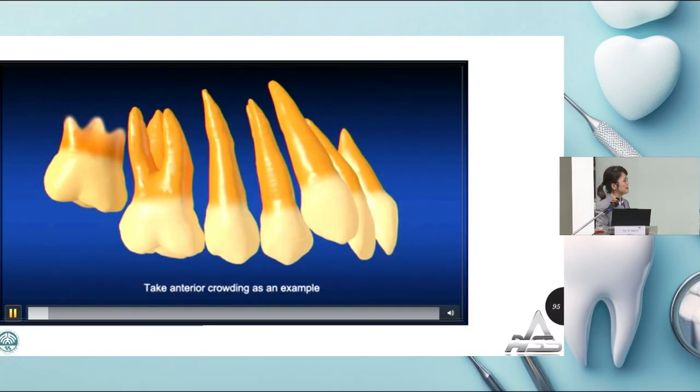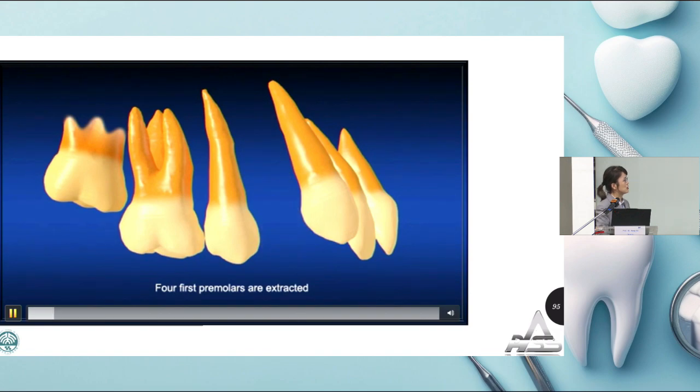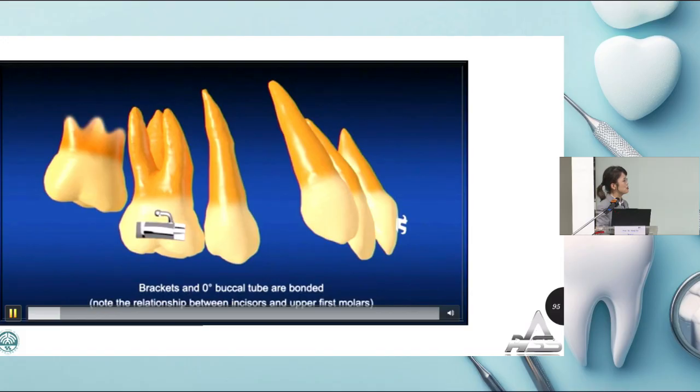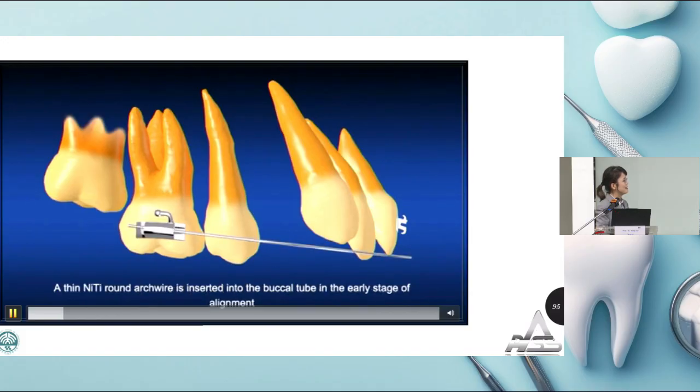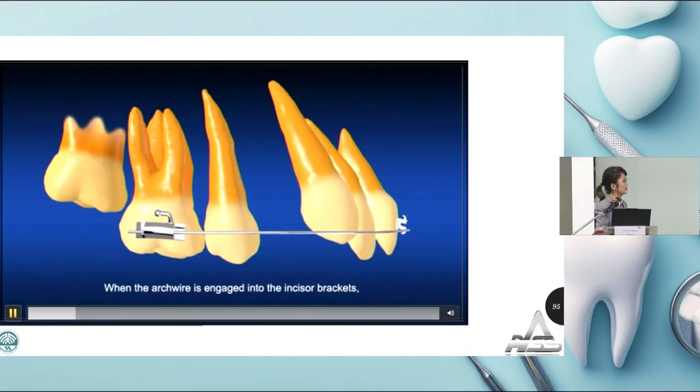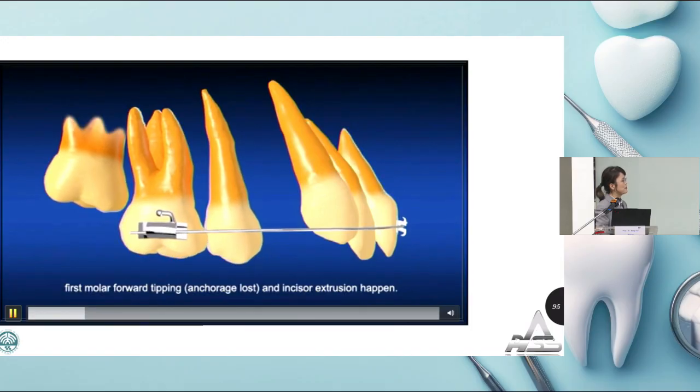Anterior crowding, as an example: we extract the 4s, and the brackets and a 0-degree buccal tube are bonded. A thin NiTi round wire is inserted into the buccal tube, and the anterior segment is bonded closely. When the arch wire is engaged into the incisor brackets, the first molar tips forward and the incisors are extruded.